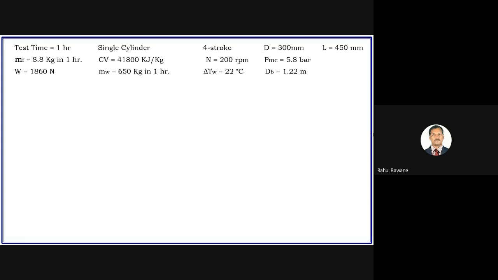Now the second, heat carried out by cooling water. How to decide which head we have to calculate? If there is some data given numerically related to cooling water, then definitely we have to calculate heat carried out by cooling water. So here the mass flow rate of cooling water is given, and the rise in temperature of cooling water is given. That means we have to calculate this head also, heat carried out by cooling water.